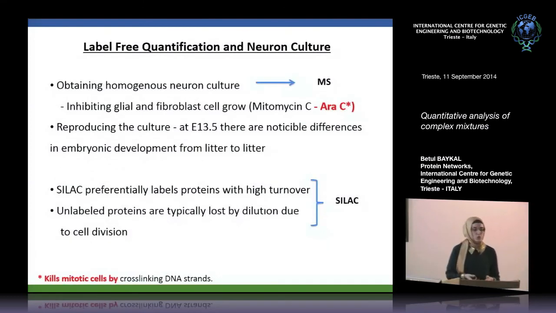So there are some issues using the neurons in mass spectrometry. For the first thing, obtaining a homogeneous neuron culture is important, because when you treat it, you will never know if the effect is coming from the fibroblasts or the glial cells. So you have to make sure that they are inhibited. So for that, I use AraC, and it was working well for me.